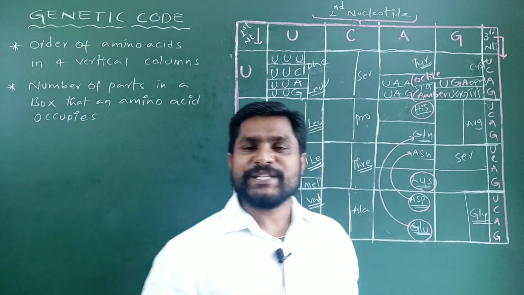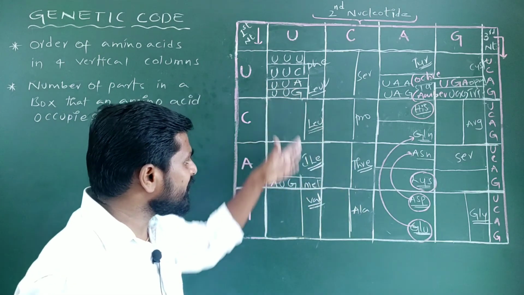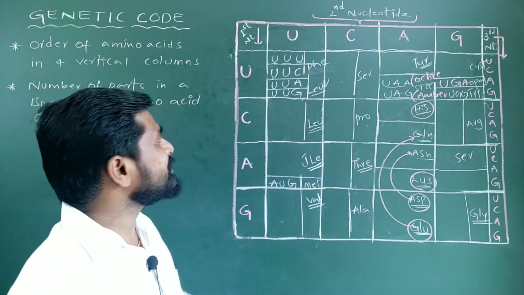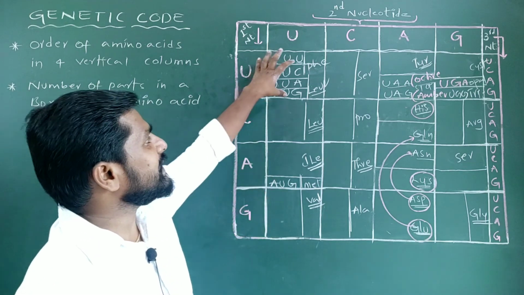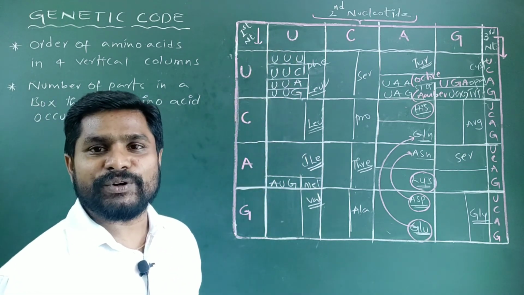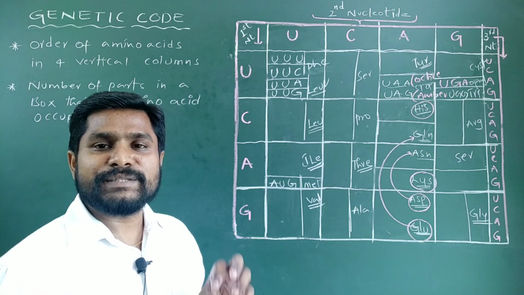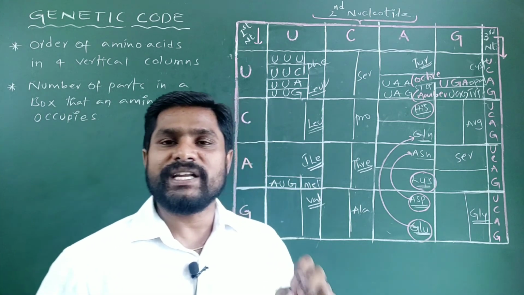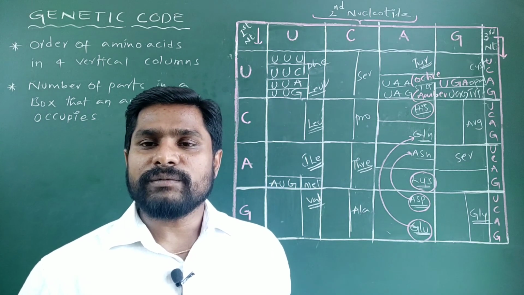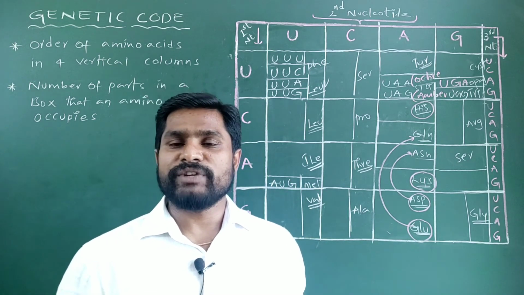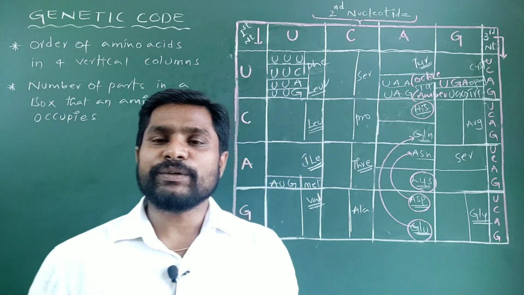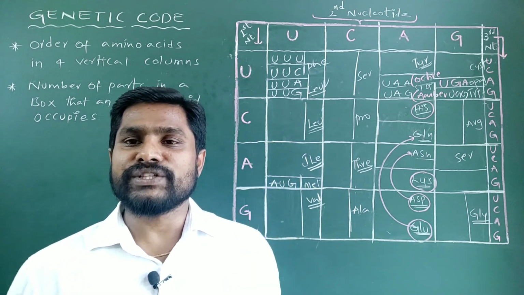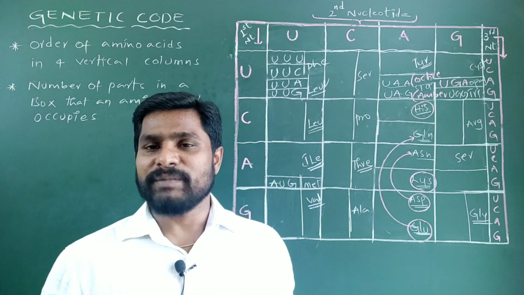So in this way, just by remembering the order of amino acids in each vertical column and how many parts an amino acid occupies in each box of this checkerboard, you can easily say the specificity of all 64 triplet codons to 20 amino acids. And now let us come to the degeneracy of the genetic code, which means more than one triplet codon codes for one amino acid, as there are 64 triplet codons and only 20 amino acids.